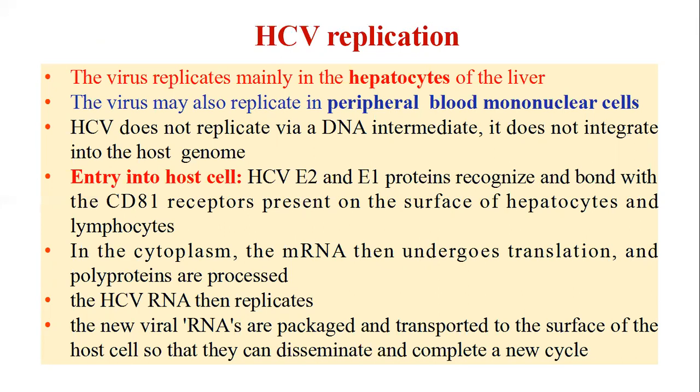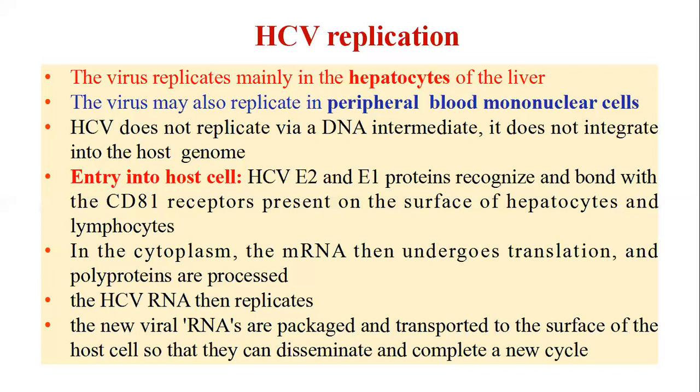It enters the host through two glycoproteins, E2 and E1. They recognize a surface receptor known as CD81, present on the surface of hepatocytes and PBMCs or lymphocytes. CD81 receives the virus, and it enters via receptor-mediated endocytosis. When it enters the cytoplasm through the formation of an endosome, then after uncoating, the RNA undergoes translation directly and synthesizes polyproteins.